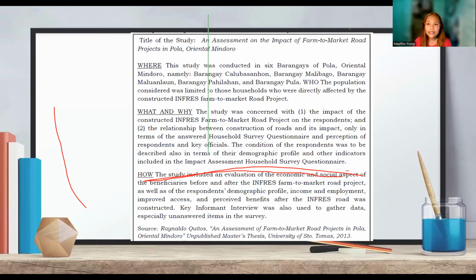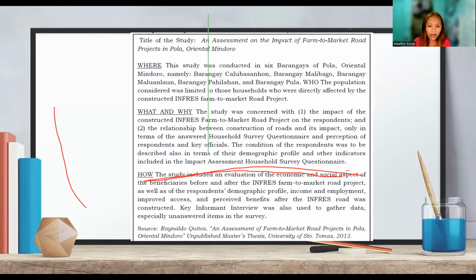Okay, so how? The study included an evaluation of the economic and social aspect of the beneficiaries before and after the Infres Farm to Road project, as well as the respondents' demographic profile, income and employment, improved access and perceived benefits after the Infres road was constructed. So key informant interview was also used to gather data, especially unanswered items in the survey. So duha ang ilang gigamit nga instrument. So they are using the questionnaire and they have also the key informant interview.